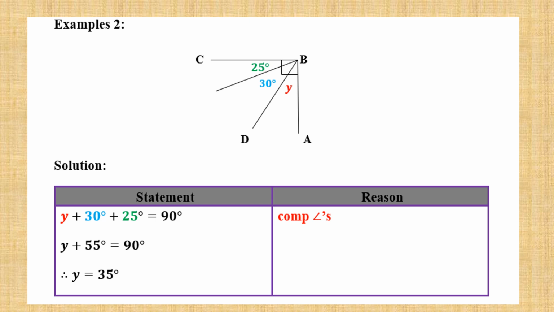In our example 2, we still have a diagram with letter Y, 30 degrees given, and 25 degrees given. Because they also lie on a right angle, Y plus 30 plus 25 equals 90. We call them complementary angles. For us to get Y, we add 30 and 25 and transpose that to the right hand side, whereby 90 minus 55, the difference, will be 35 degrees.